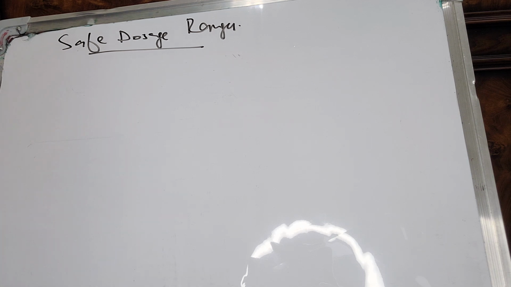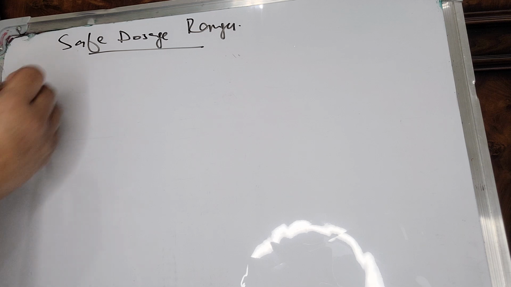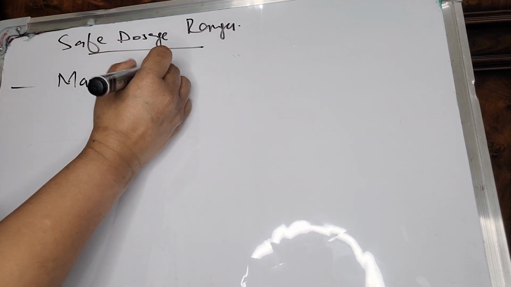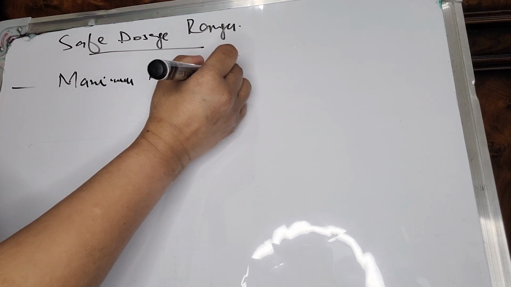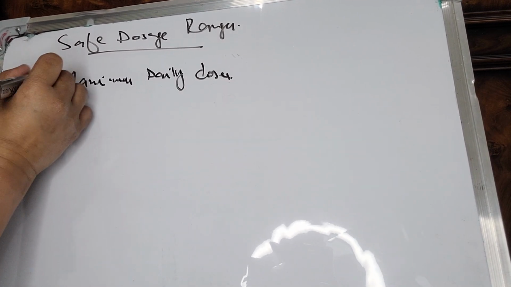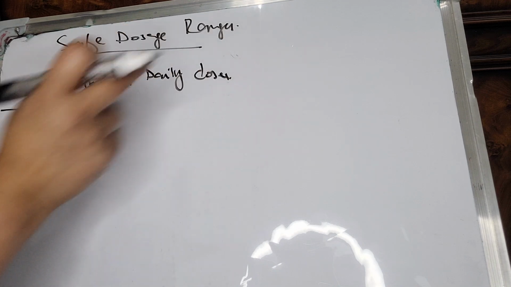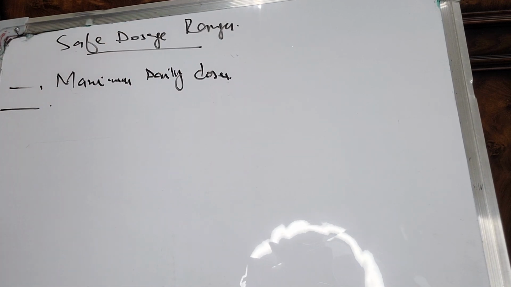So the safe dose range, we can say, is the maximum daily dose. The nurse should know the maximum daily dose, how much the patient will receive per day.